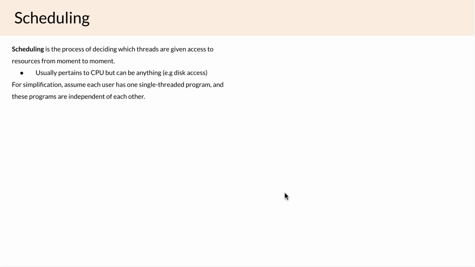And again, scheduling refers to deciding which threads are given access to resources from moment to moment. Typically, here we're going to talk about CPU time as the main resource, but we can also talk about scheduling in terms of resources like disk access and other things that we won't cover in this discussion specifically.